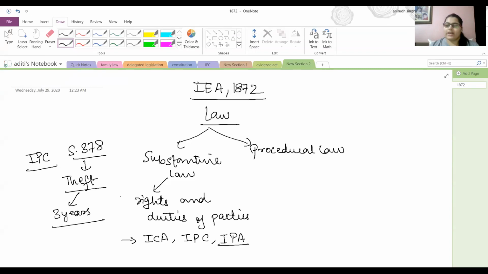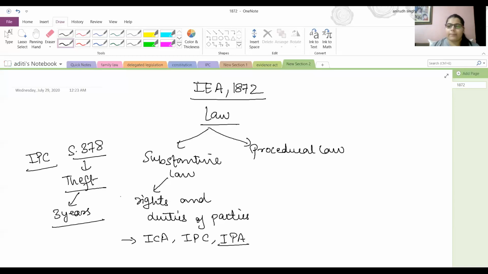Section 378 is substantive law because it defines theft. What are the essential ingredients of theft? That it should be taken out of the possession of a person without the consent of that person, and it should be movable property. All these essential ingredients are defined in it. At the same time, the punishment is defined in it, that it will be 3 years.